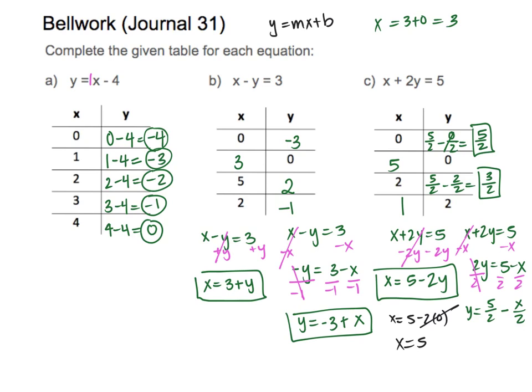But that's basically it. Now I have filled out every single chart. So basically, when one variable is already solved for, it's pretty easy because you just get to plug in the values and then figure out your other variable. When x and y are not already solved, then you have to solve for one and then plug in the x or y values that you already have to solve for the other one.